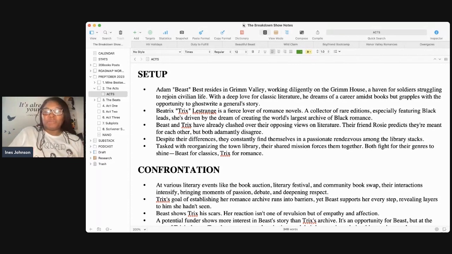Despite their differences, both Beast and Trix constantly find themselves in passionate rendezvous amongst the library stacks, because I write steamy. My adhesion point is that they become tasked with reorganizing the town library, and this shared mission forces them together. They're going to both fight for their genres to shine. Remember, Beast likes classic literature, and Trix loves romance.